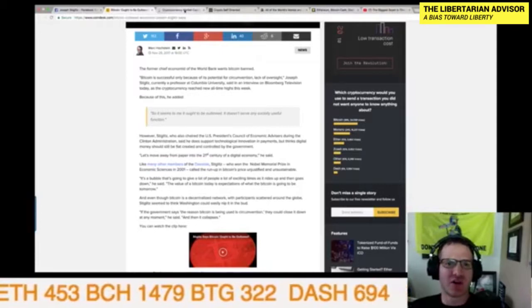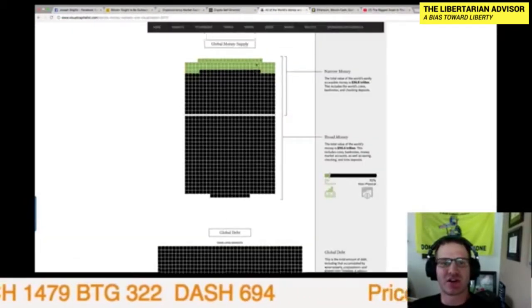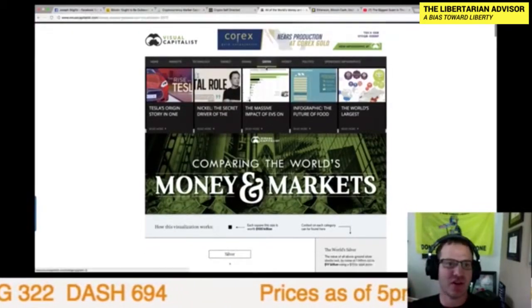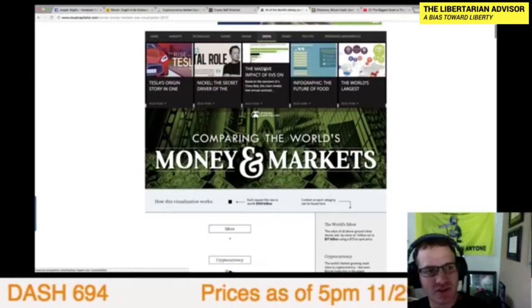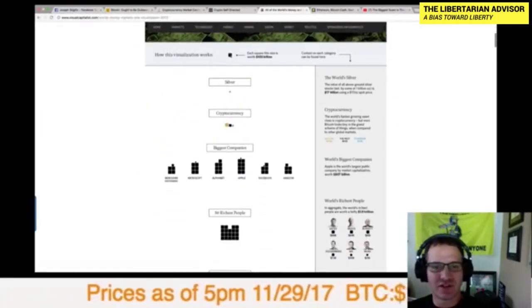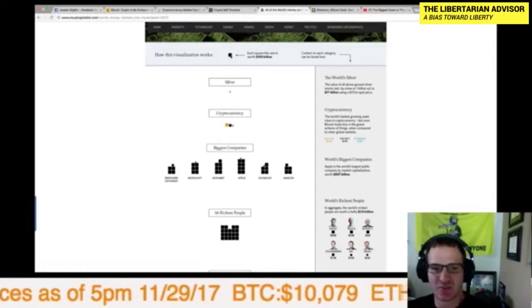Because when people start talking about bubbles and how overvalued certain things are, they need to understand what they are actually comparing this to. So right now I'm at visualcapitalist.com. They've got a lot of really great infographics. And what we see here is that each one of these squares represents $100 billion.